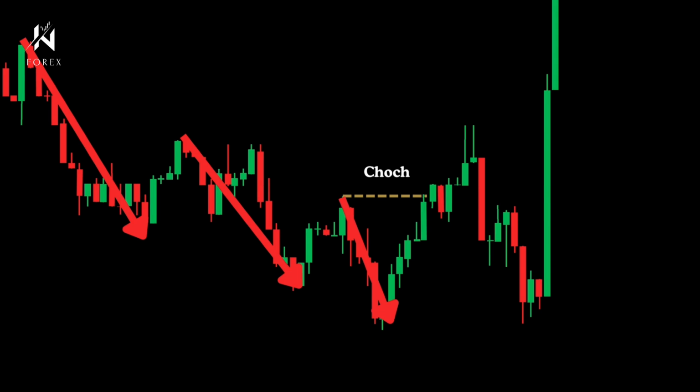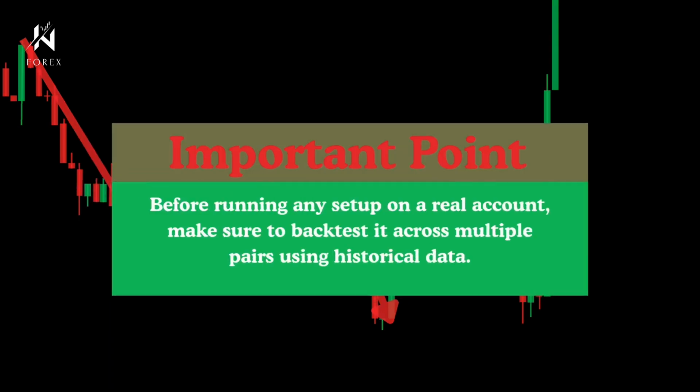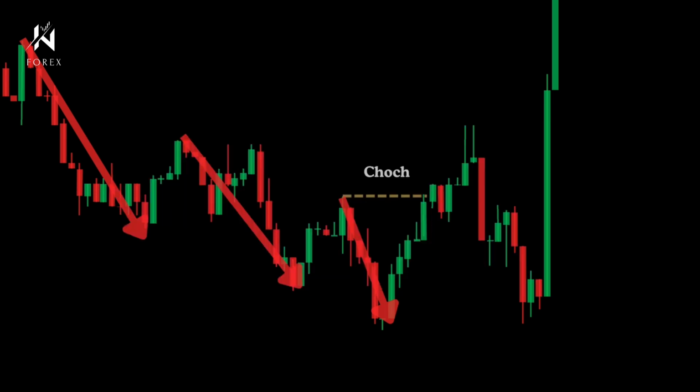Regardless of your entry strategy, aligning your trades with the dominant market direction significantly boosts your win rate and improves your risk-to-reward ratio. Always remember, before running any setup on a real account, make sure to backtest it across multiple pairs using historical data. This helps you evaluate the true performance and reliability of your strategy. We do a lot of backtesting too, but let's be real, it's time-consuming. Still, it's the key to building solid confidence and consistency in your trading game.